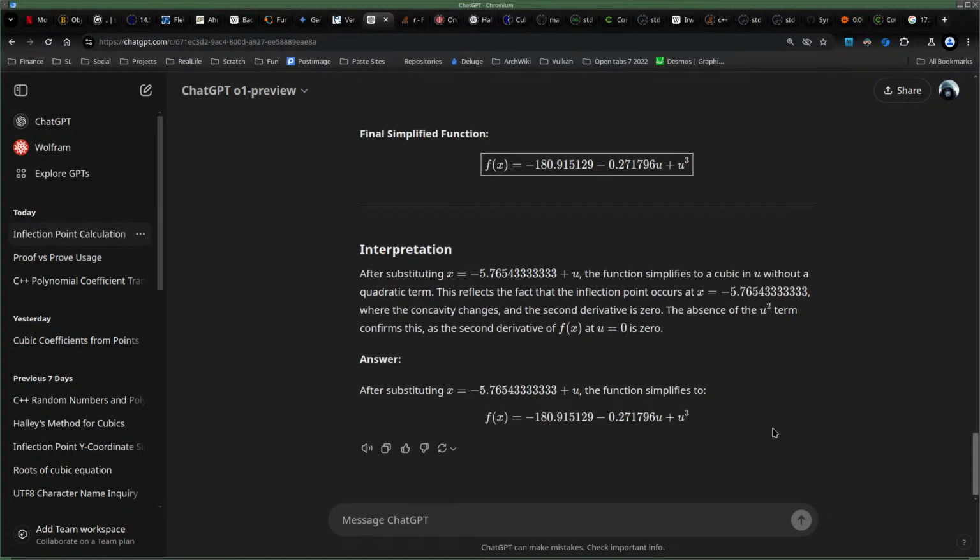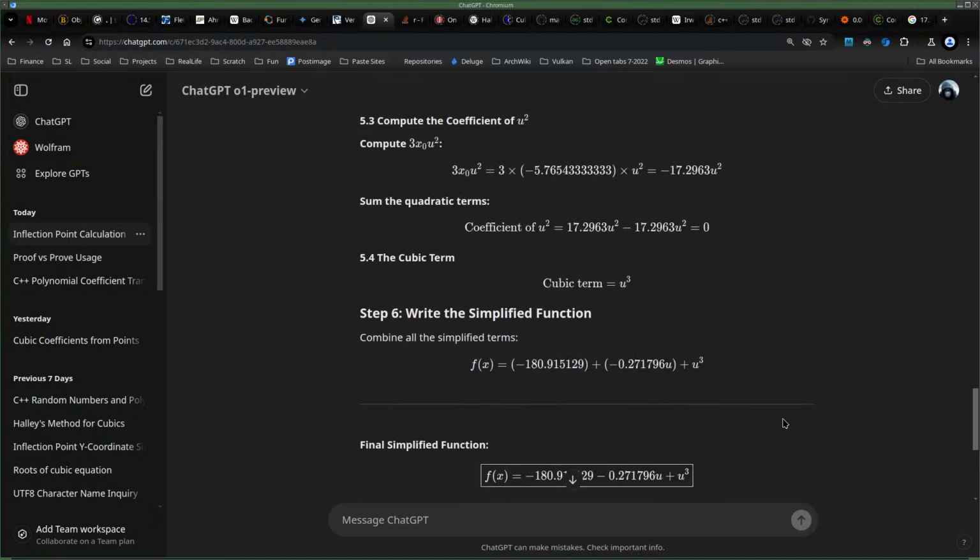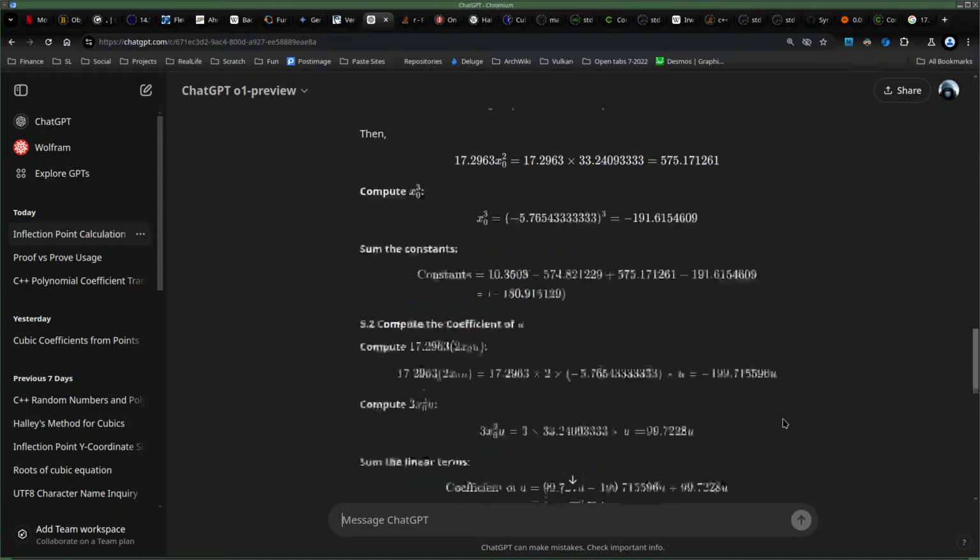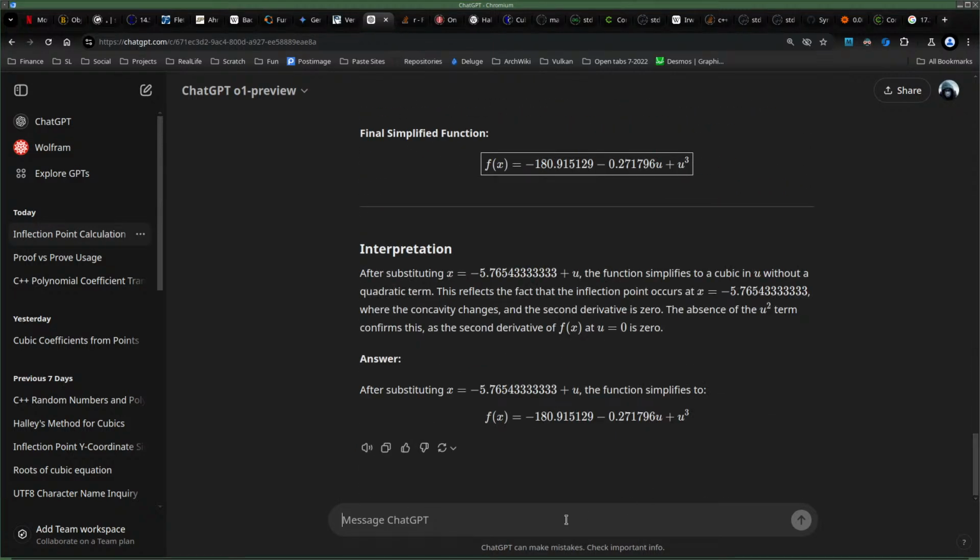Okay, well, the U squared disappeared, so it's more or less believable. I'm just going to assume that it did everything correctly, but you have to go to bed. Otherwise, you verify, very. Yeah.